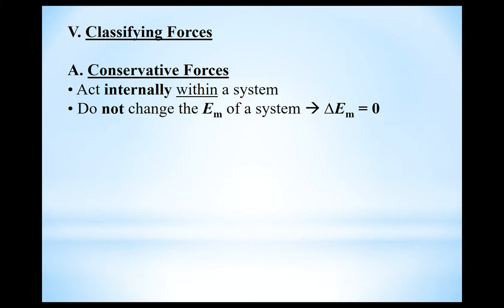Whenever we have a mathematical equation, we have that delta symbol. That delta symbol means a change in a specific quantity. So delta EM means the change in your mechanical energy is equal to 0. And just as a quick review, mechanical energy EM is equal to the sum of the kinetic and potential energy of an object at a particular state in a system.